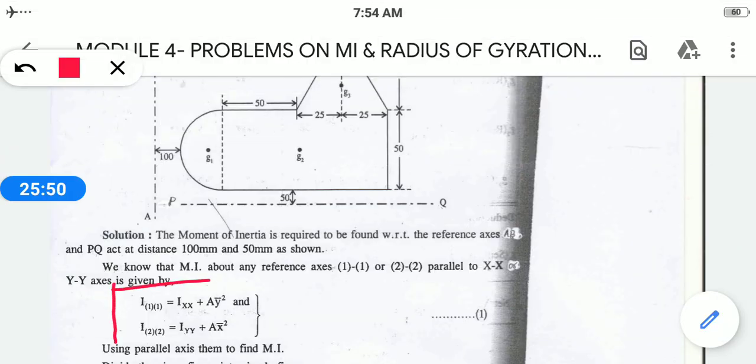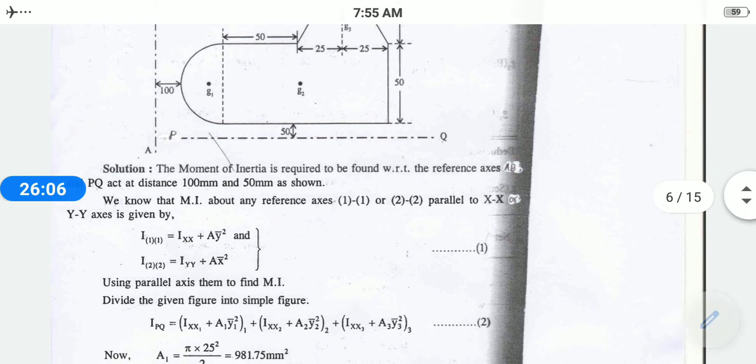This is our one formula, that is I of 1 1 is equal to I of XX plus A of Y bar square. I of 2 2 is equal to I of YY plus A into X bar square. This is your one formula now. We have the axes named PQ and AB. So I am taking I of 1 1 as I of PQ. Got it? This I of 1 1 I am mentioning as I of PQ.